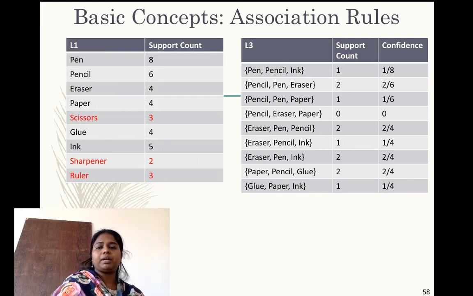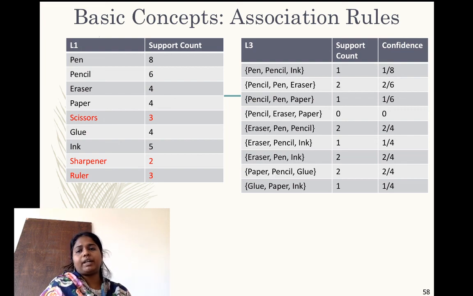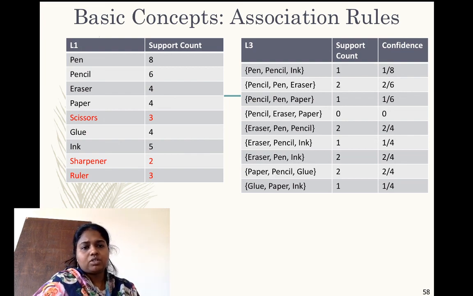So that support value I take from L1. So out of 8 transactions in which pen was present, pencil and ink are present in 1 transaction. Likewise, I list. Now if I define that my minimum support value is 2, some of these combinations will be ruled out.